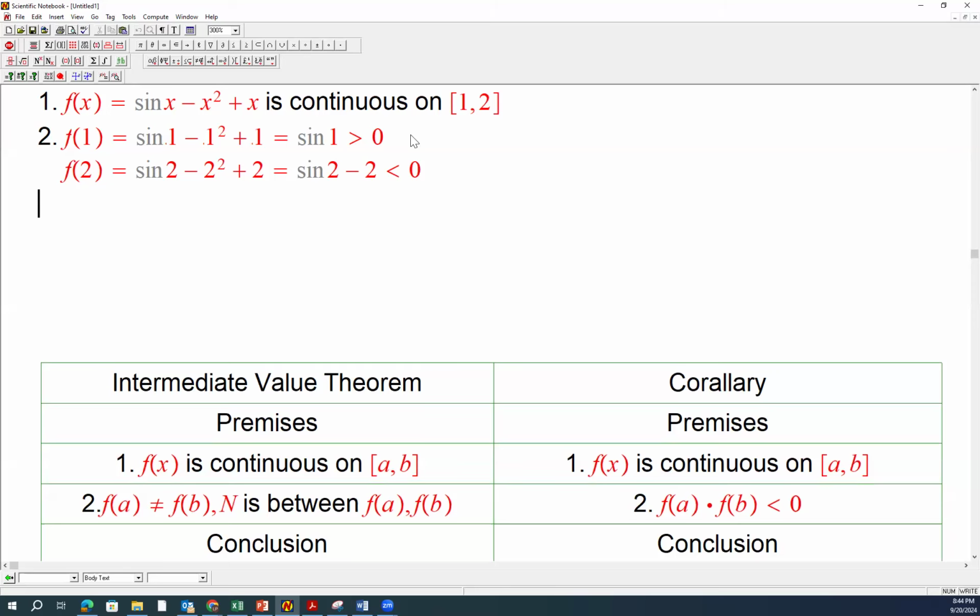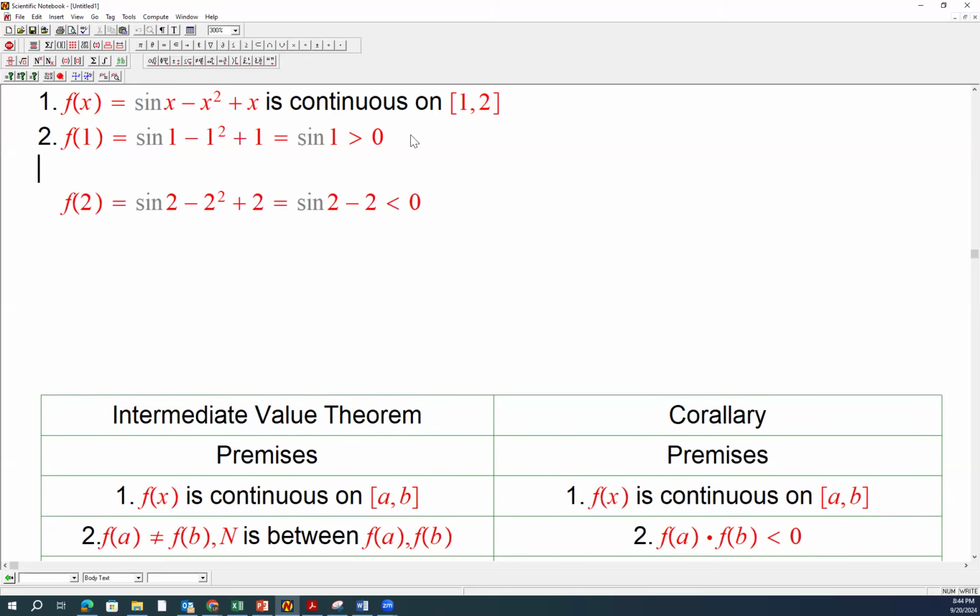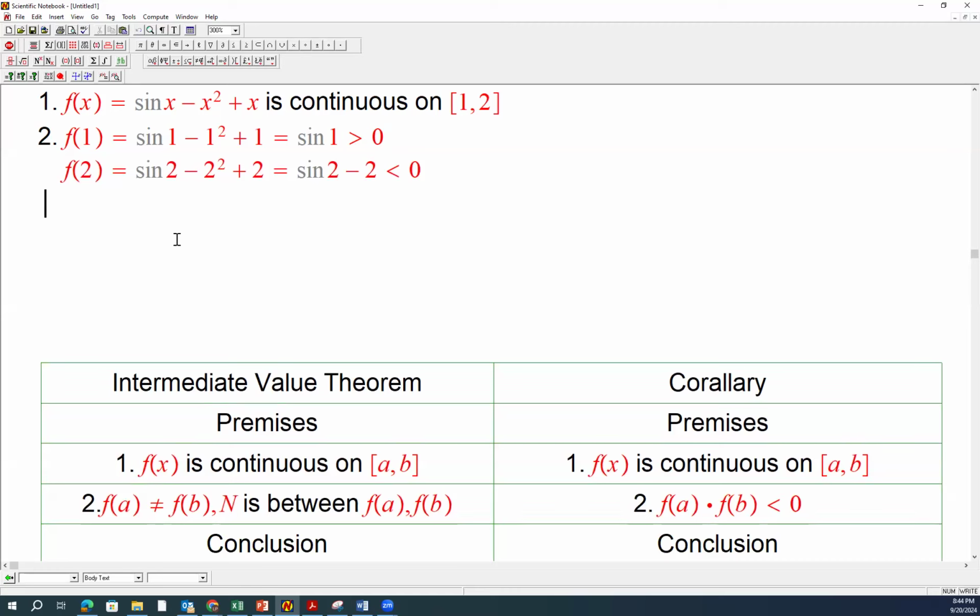Okay? So all we have demonstrated is that one is positive and one is negative. If you want to quote the intermediate value theorem, you can say let capital N be 0. You have f of a is larger than 0, f of b is smaller than 0, and n equals 0 is in between. Some of you like to explain, some of you like to do it this way.